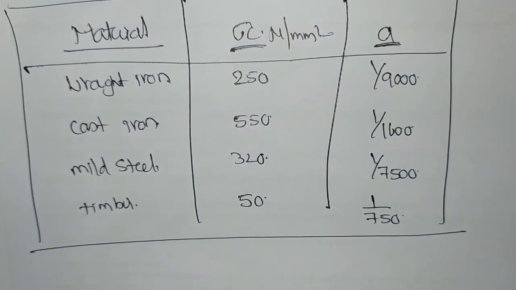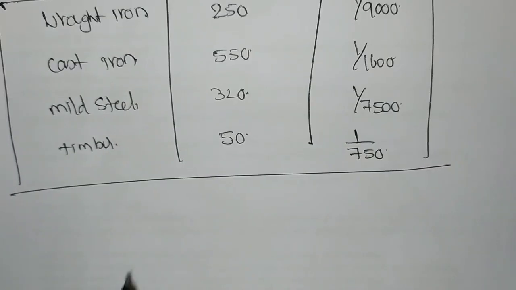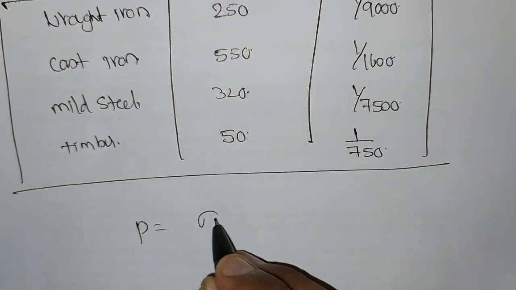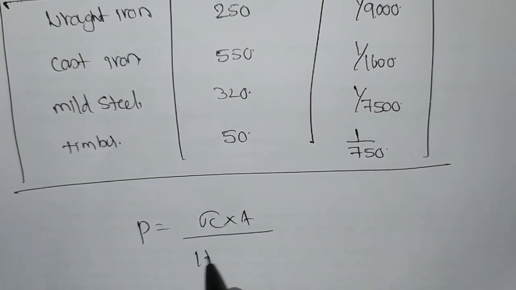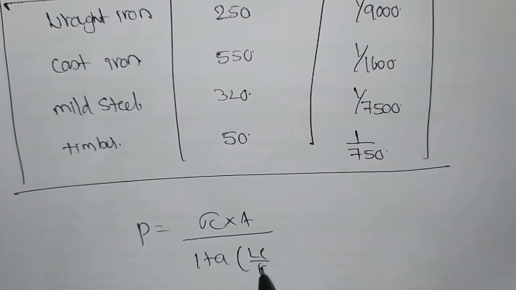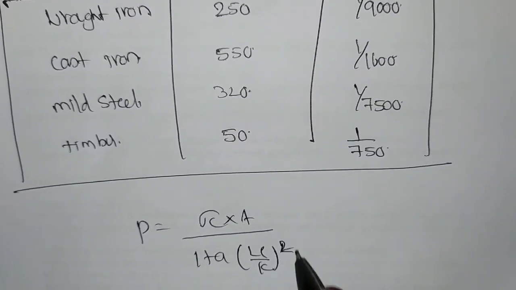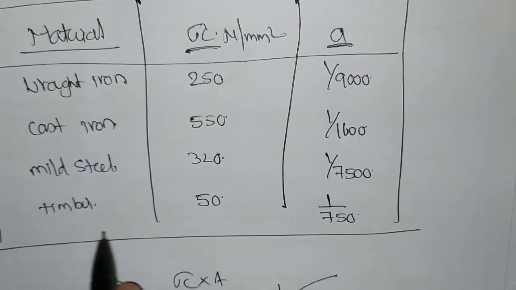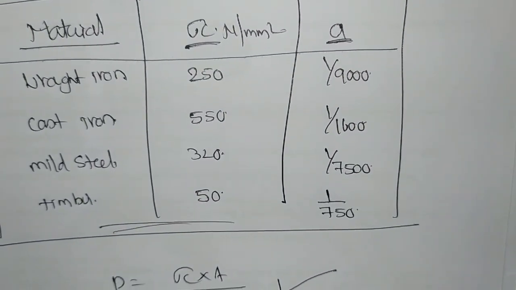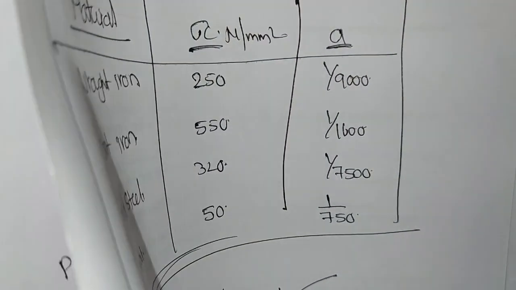Based on this Rankine's formula, P is equal to sigma C into A by 1 plus a of LE by K whole square, and these Rankine's material constant values, now we will solve one problem.